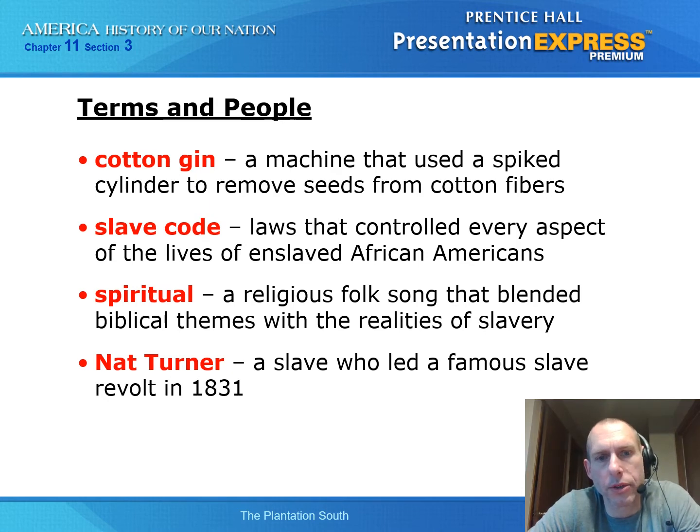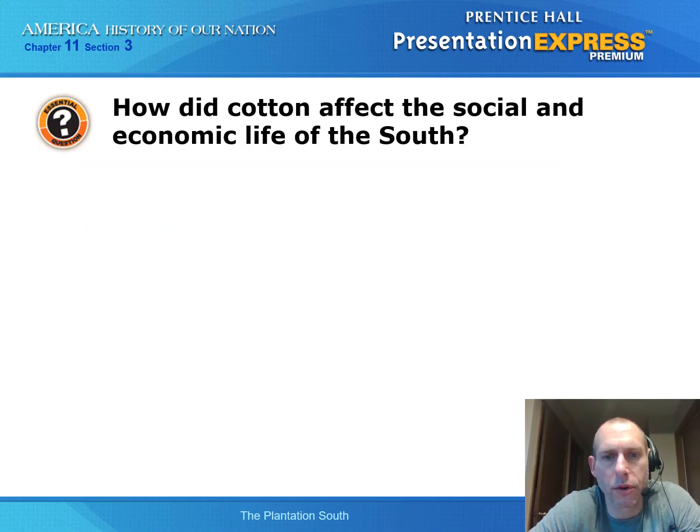Some terms: the cotton gin, pretty cool to see the technology differences from when it first started with Eli Whitney till now. Slave codes, which were laws written and unwritten that slaves had to abide by. Spirituals, referring to the culture that African Americans still maintained even though they were living in America. And then Nat Turner was a famous person, maybe infamous would be the right word, who led a slave revolt.